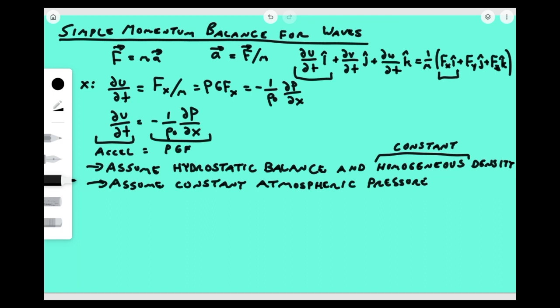In that case, dp dx equals positive g times rho naught times d eta dx, how sea level changes in the x direction. It's important to remember this is an expression for the pressure gradient, not the pressure gradient force. I have to multiply by negative 1 over rho naught.